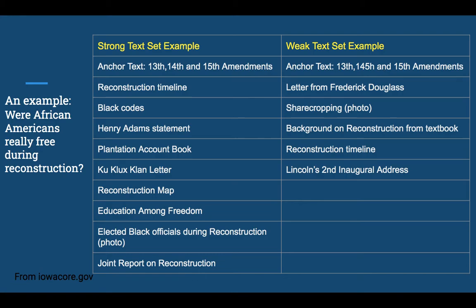It has a lot of context for close analytical reading. There's a lot of authentic text there, a lot of primary source material. So you can see that the strong text set offers the students a lot of different perspectives, a lot of complex texts, things they can really sink their teeth into, that build their knowledge so that they can come to their own individual idea in response to that essential question.